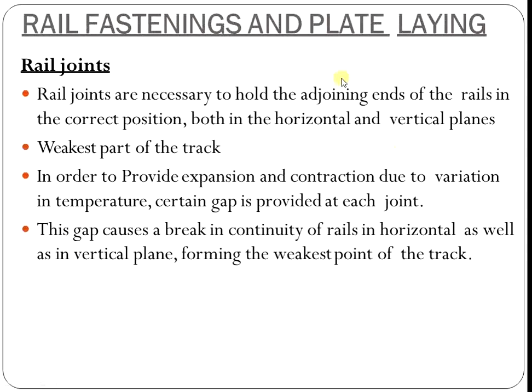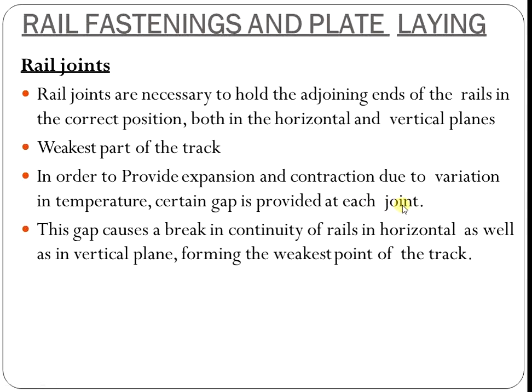Then, what is the rail fastening and plate laying? The first point is the rail joints. The rail joints are necessary to hold the adjoining ends of the rails in correct position in both the horizontal and vertical planes. Second, it is the weakest part of the track, so we have to do its work very carefully. Third, in order to provide for expansion and contraction due to variation in temperature, a certain gap is provided at each joint.